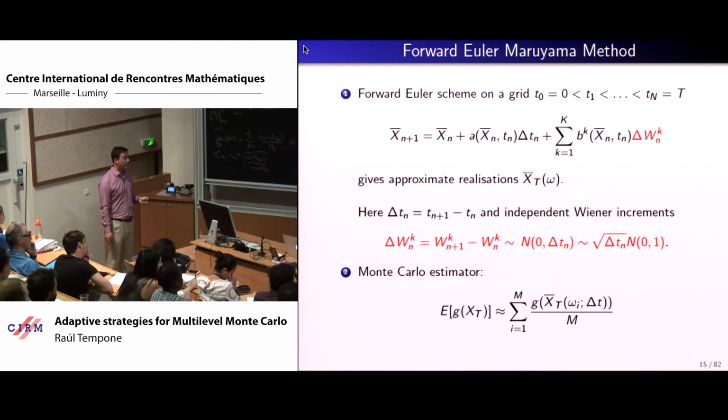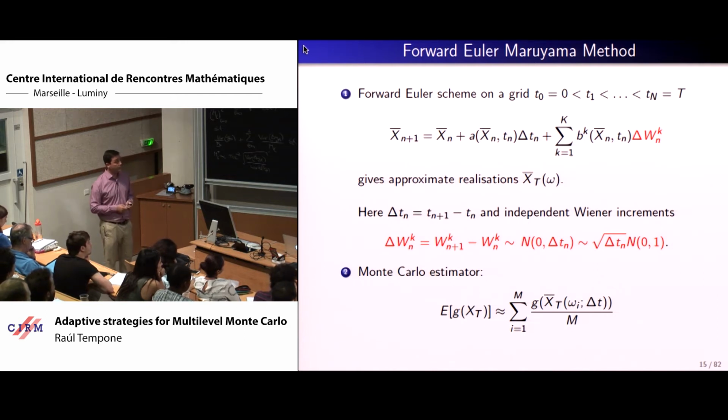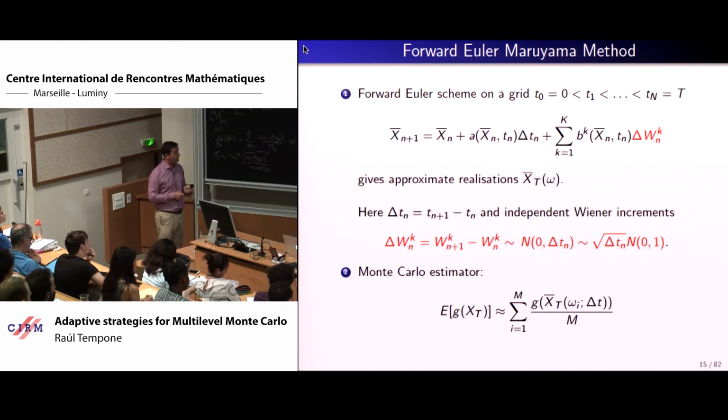It's an average of IID samples, but the IID samples are not from the exact process, but from the solution coming out from this forward Euler. Forward Euler, of course, is not the only discretization that one can do in this context, but it's the one that I'm going to exemplify.